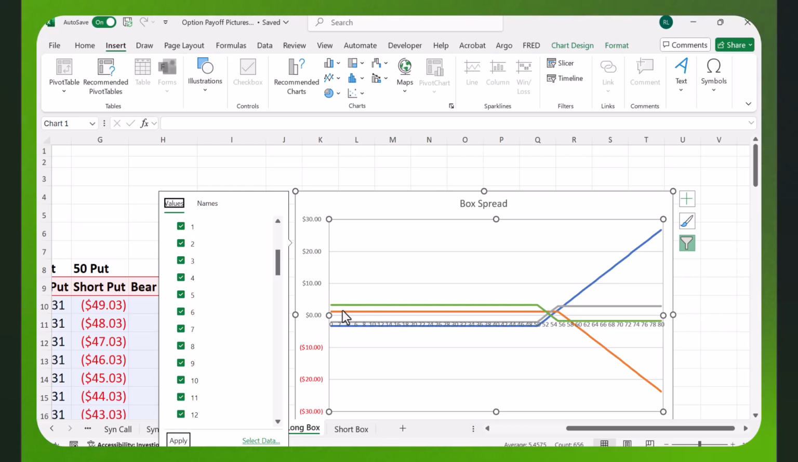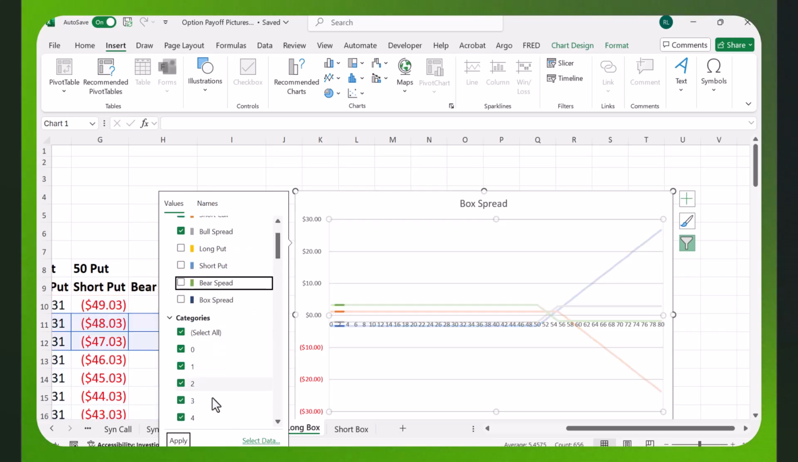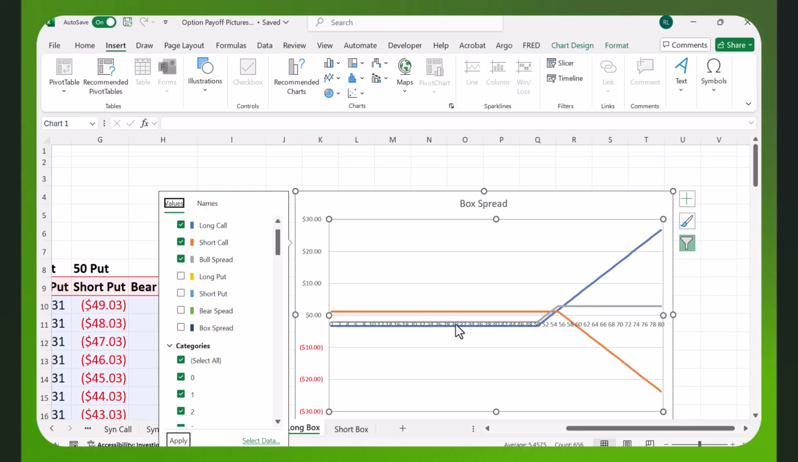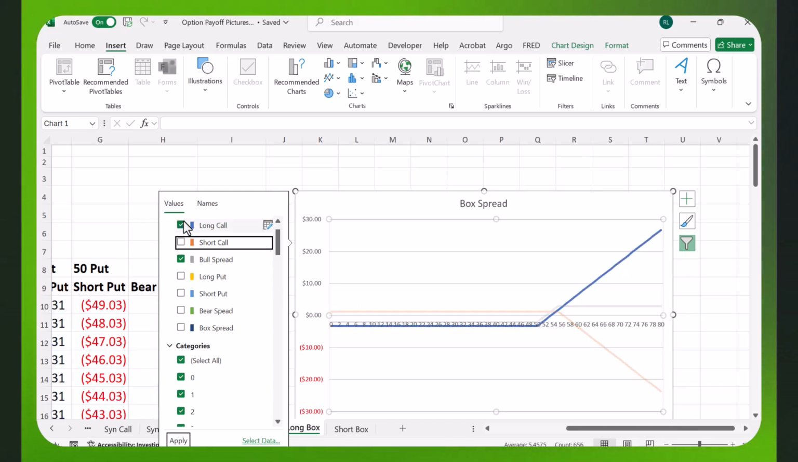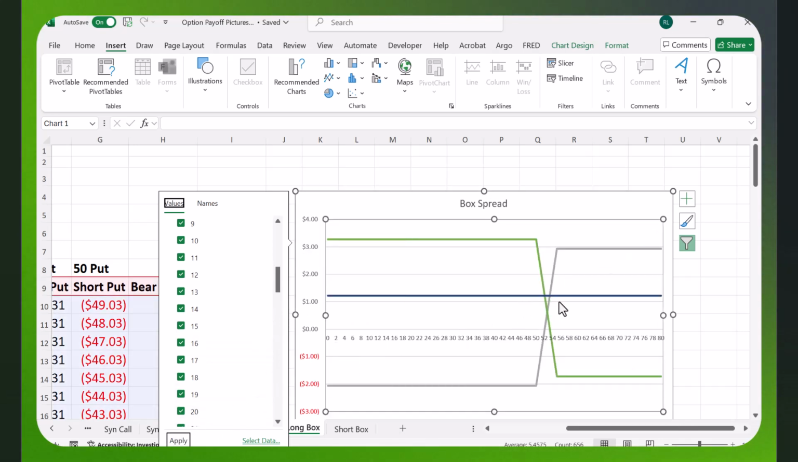I may have highlighted some other stuff here. Let's see. I forgot to take out the bear spread. Okay. So here I have long call, short call, and then together, a little bit hard to see there, the gray one is the bull spread. And likewise, I can do that with the bear spread. So let me go back to what I had before, bear spread and box spread and bull spread, and just hit apply, and that's what I had before.